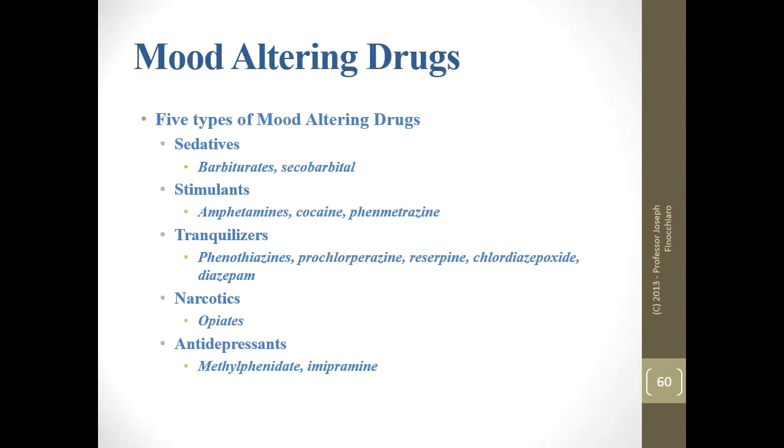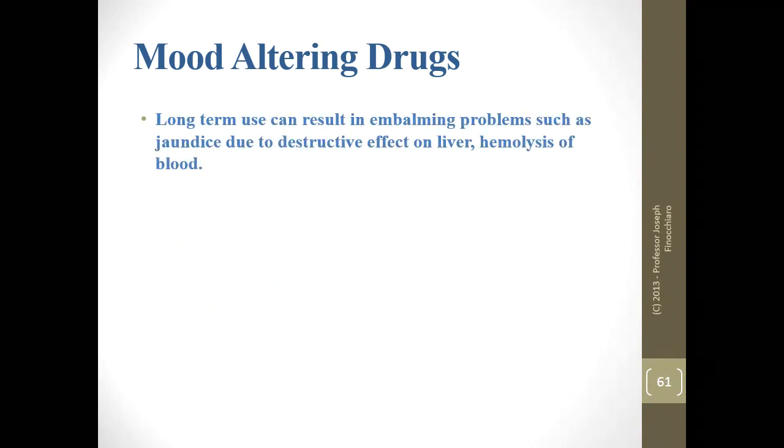Mood-altering drugs. You have 5 types of mood-altering drugs: sedatives, stims, tranks, narcotics, antidepressants. And he gives you descriptions or names, at least, of each of these things. Yes, you do have to know what they are. So if I say barbiturate, classify it. You should not just be able to tell me it's a mood-altering drug. You should be able to tell me it's a sedative versus a narcotic. So that would be important.